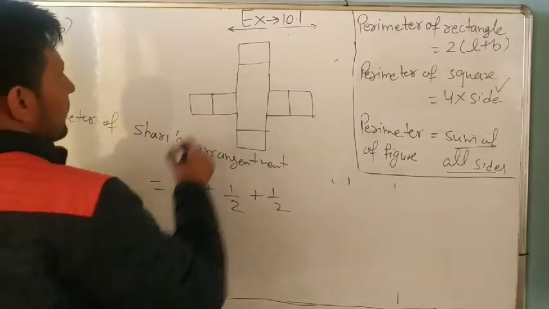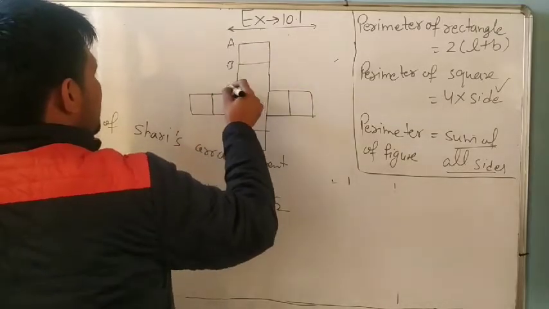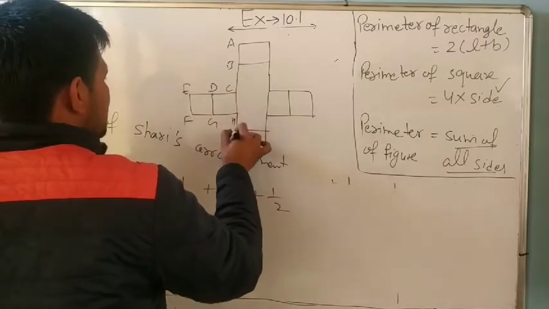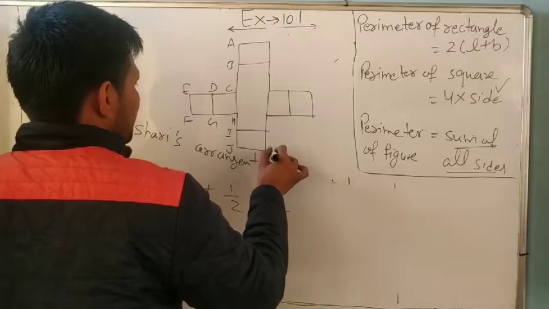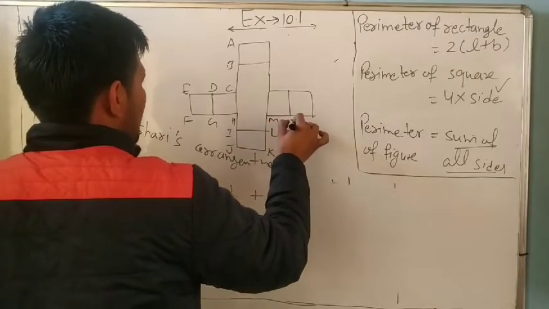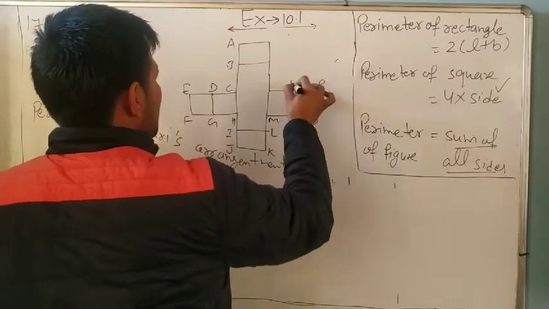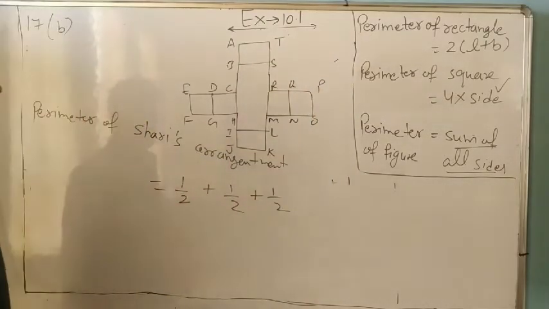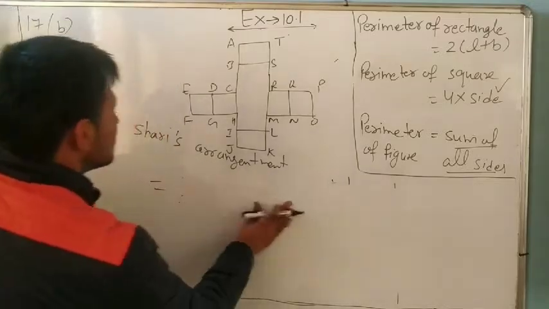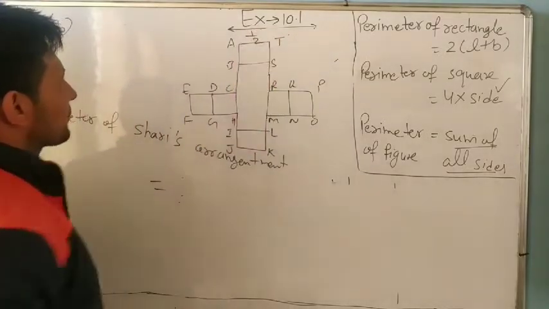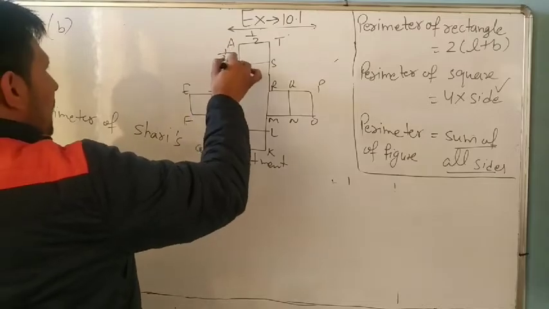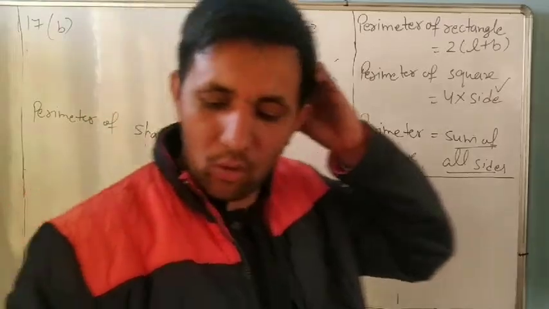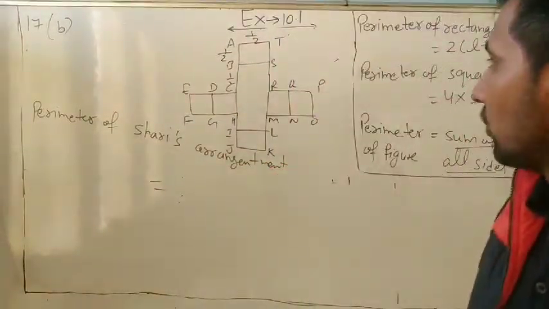Yes, this one. A, B, C, D, E, F, G, H, I, J, K, L, M, N, O, P, Q, R, S, T. So how will you find? It means everyone is half. It is also half. So we will find. Okay. So do it yourself. Add all of them. Understand? So you can find.